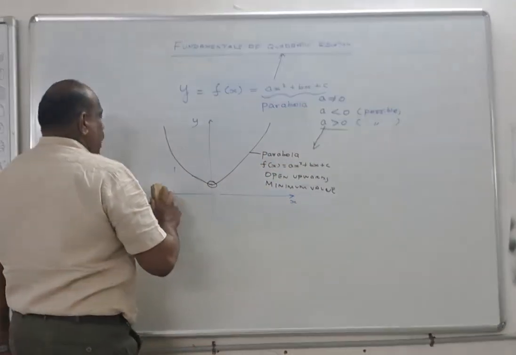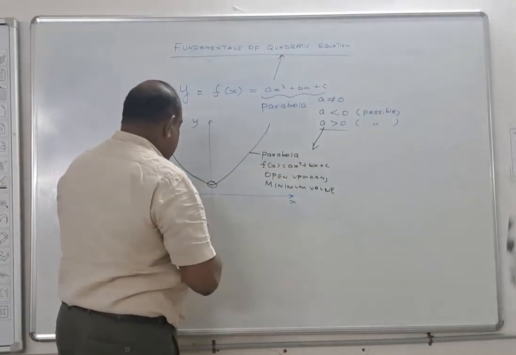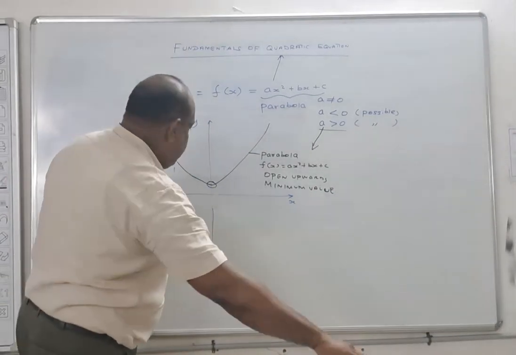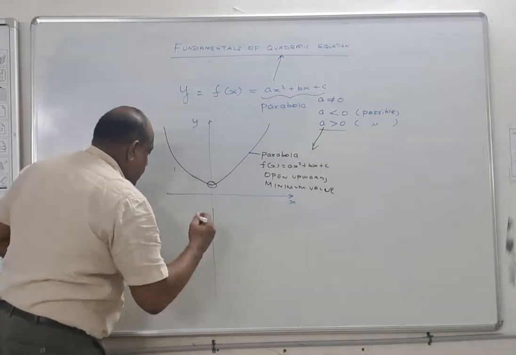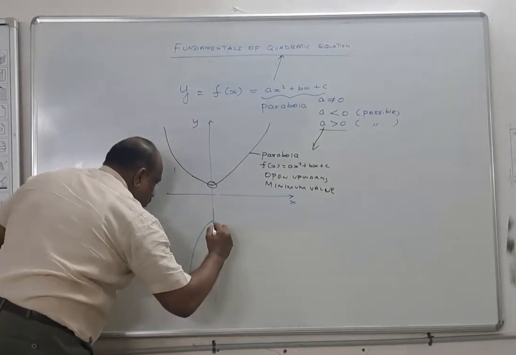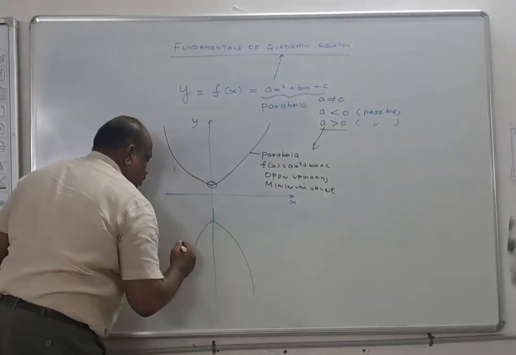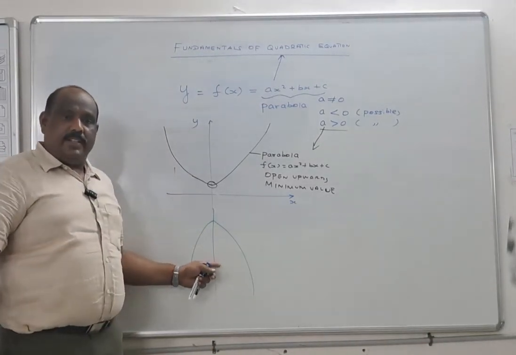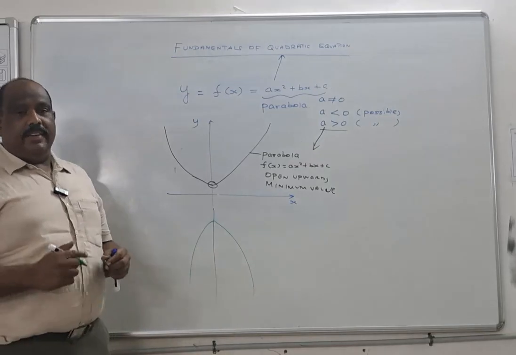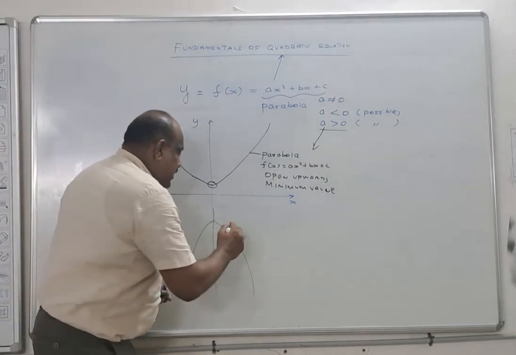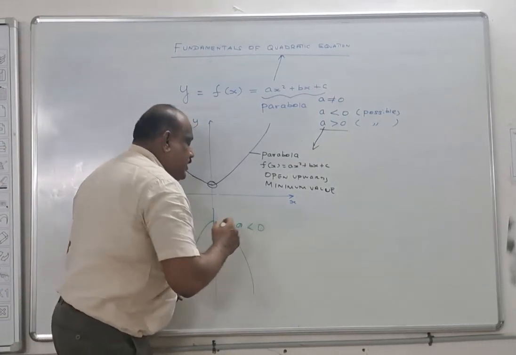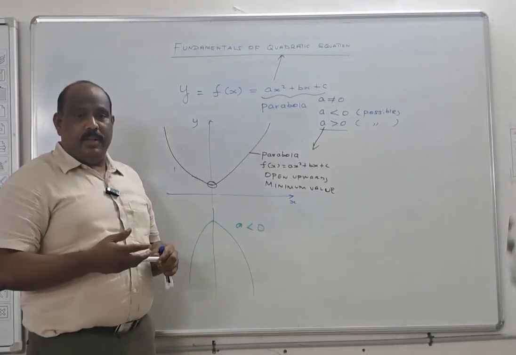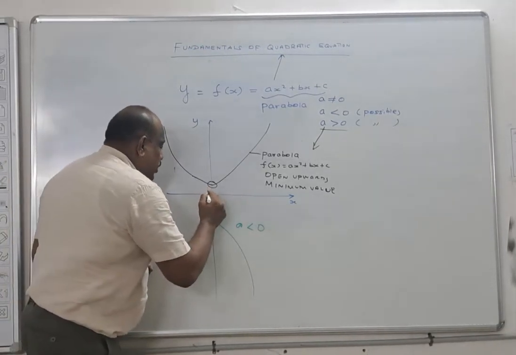Okay, fine. On the other hand, the same graph, now what is the value of a for the green color graph? It's also a quadratic equation, also a parabola. Now what is the value of a? a is less than 0. So whenever a is less than 0, what value will we get, minimum or maximum? Maximum.